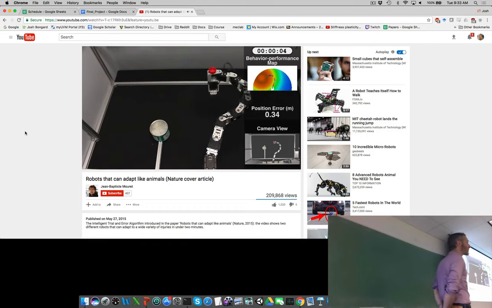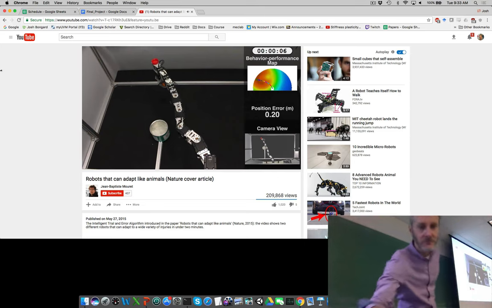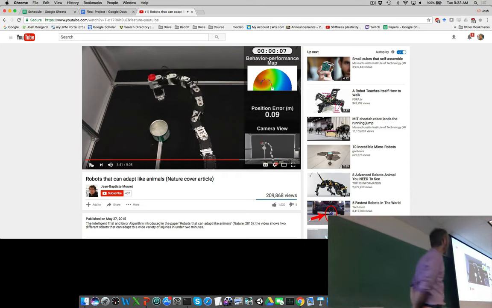Notice the behavior performance map now, the shape of it. Actually, let's pause this. Why do we not have a square like we did before? So they're showing you again this behavior performance map. In the case of the hexapod, it was actually a six-dimensional space. Now you can see things are a little bit more clear. We're dealing with a two-dimensional space, but it's not Cartesian anymore. It's polar coordinates. Why? That's the strong hint here.